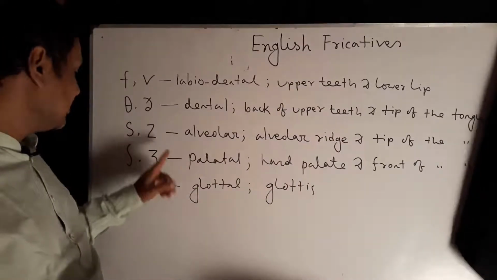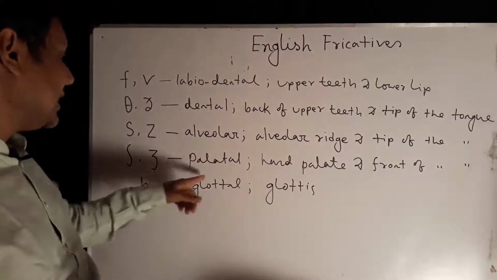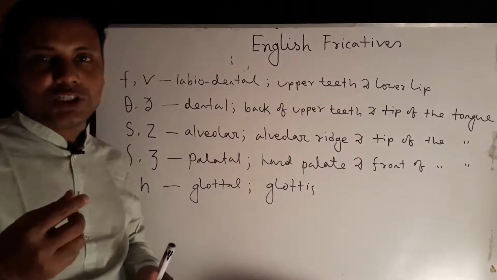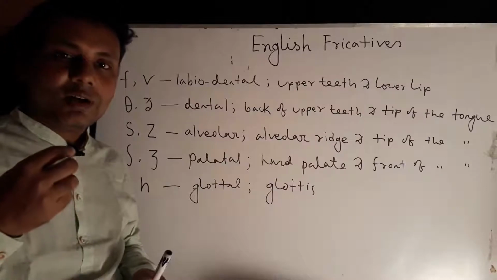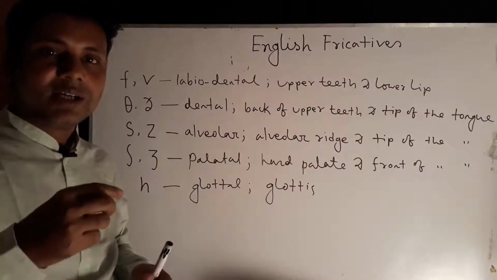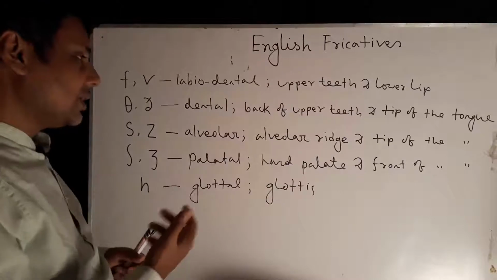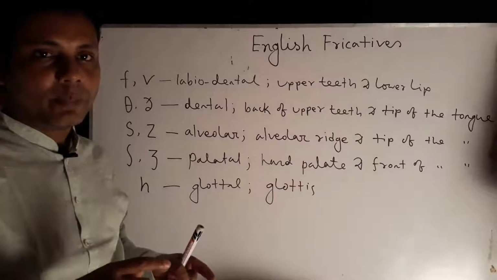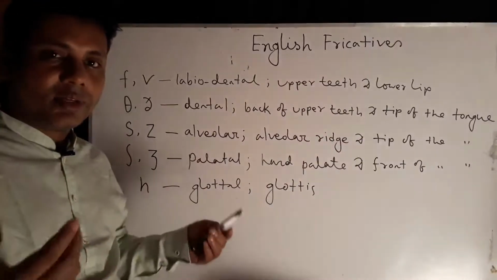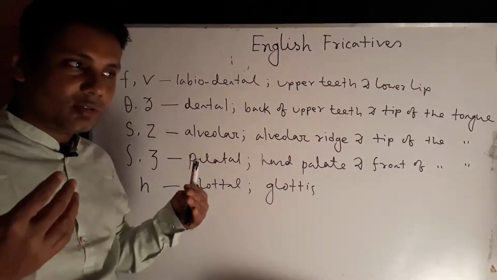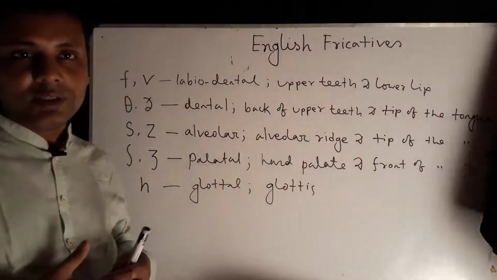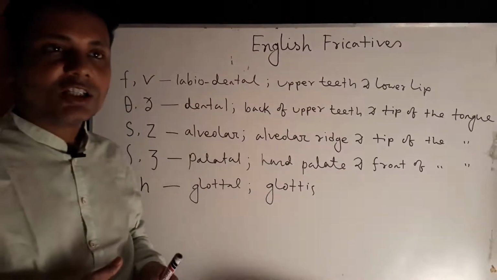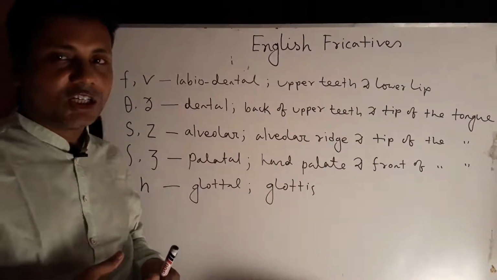Sha, zha, palatal. You need to make a light touch between the front part of the tongue and the hard palate. A light contact should be made between them, and you should separate them slowly. So how are they pronounced? Sha, sha, zha, zha.